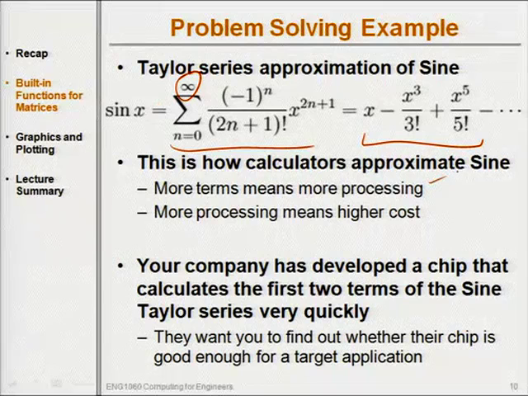More terms, however, means more processing. More processing means higher cost. Okay, that's the general rule of it. The more you're processing, the higher the cost of computational time, effort, etc.